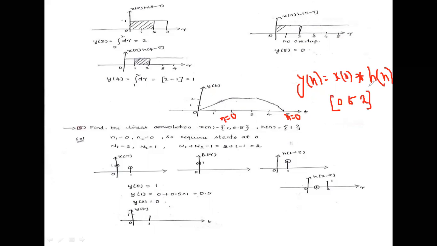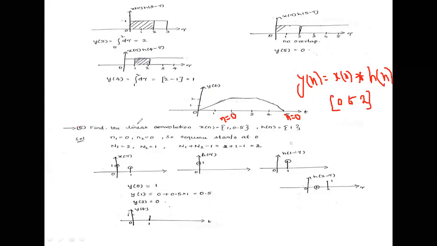Follow me, my students. First, draw the graphical representation for the given x of n, which is 1, 0, 5. 1 is at 0, and 0 is at 1, and 5 is at 2.